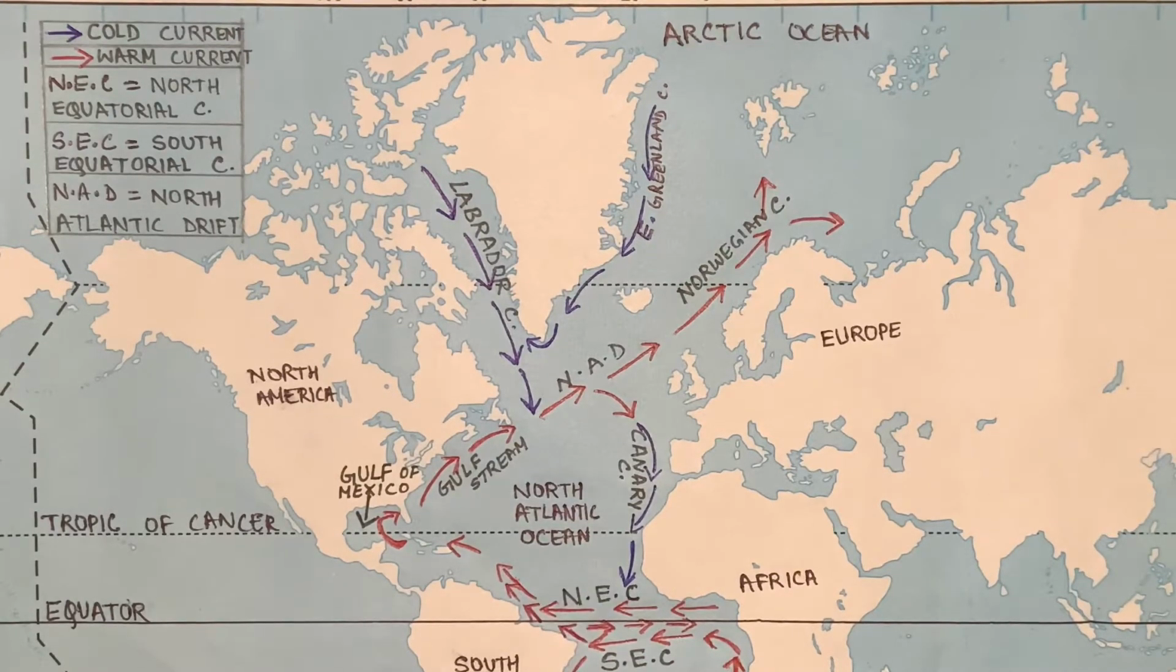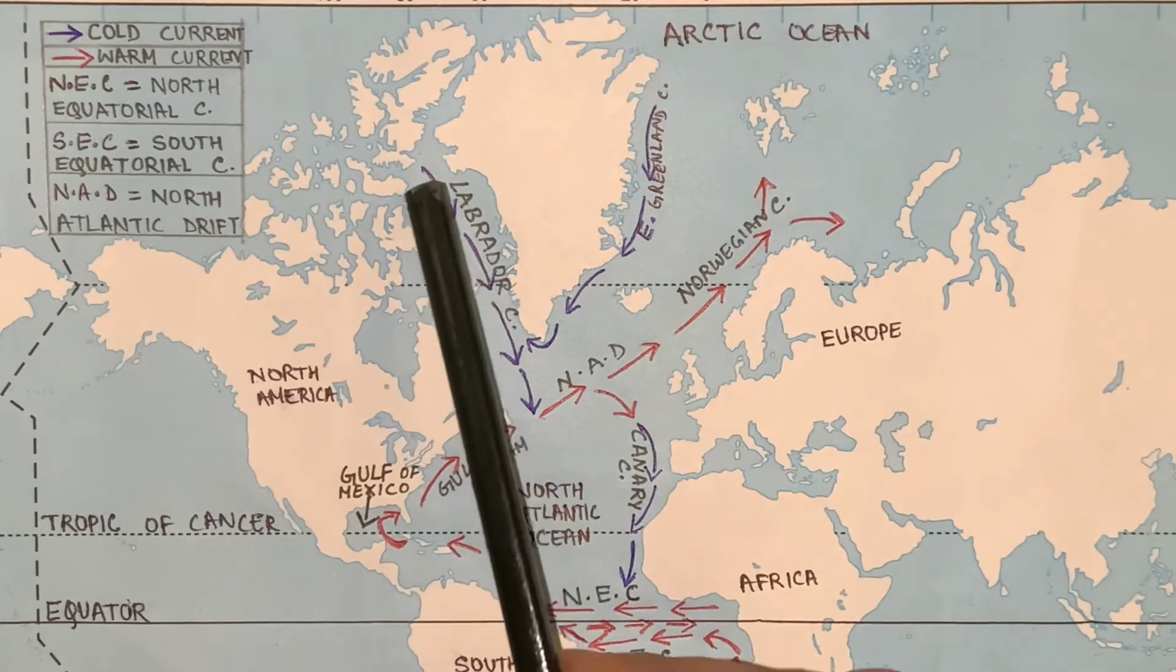Due to the Coriolis force effect, which is created by the Earth's rotation, this North Equatorial Current deflects to its right in the northern hemisphere and moves upwards as the Gulf Stream. This warm Gulf Stream originates from the Gulf of Mexico and it moves in the northeast direction along the east coast of USA. Near Newfoundland, it converges with the cold Labrador Current.